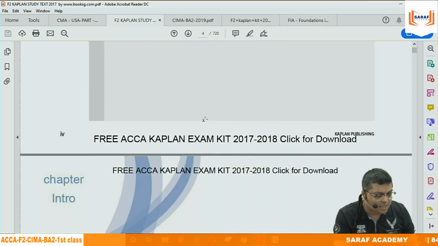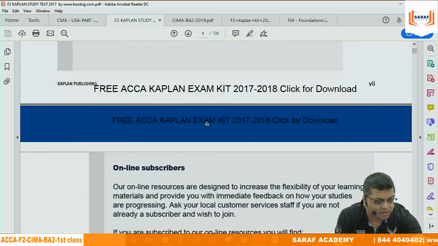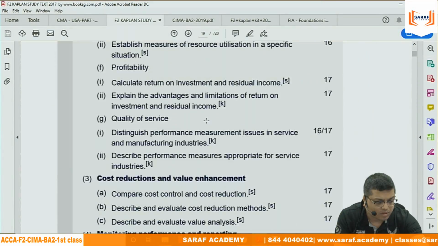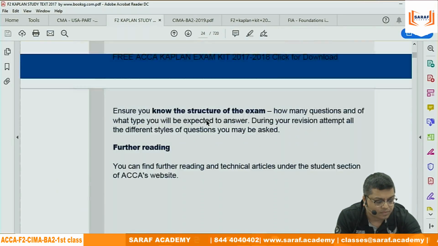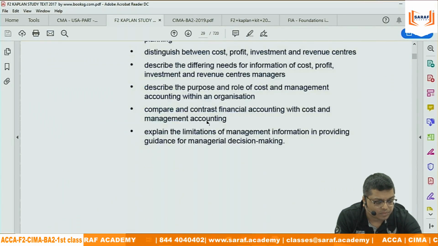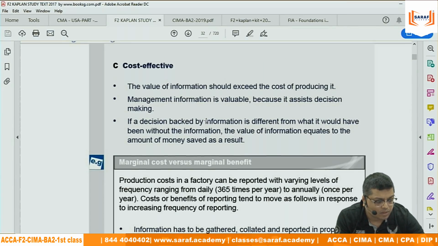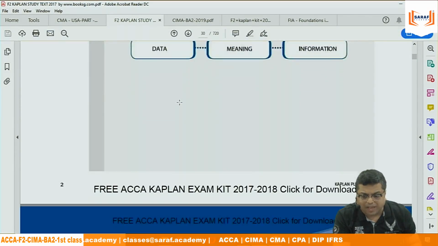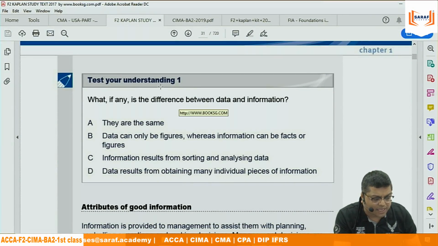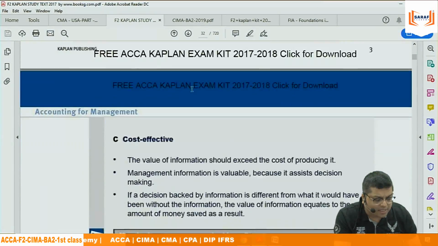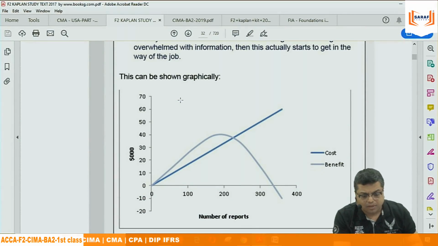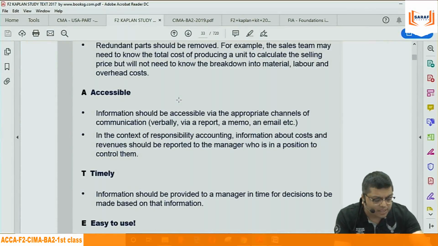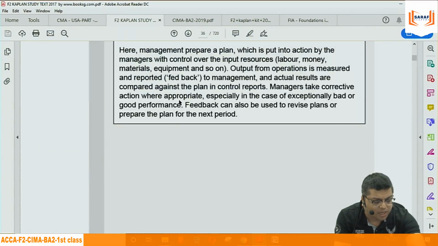this is the ACCA study text. Suppose this topic is going on. In between the topic, there is test your understanding. There are examples solved in the topic. Examples means the answer is given below the question only. And the test your understanding answer is given at the end of the topic.